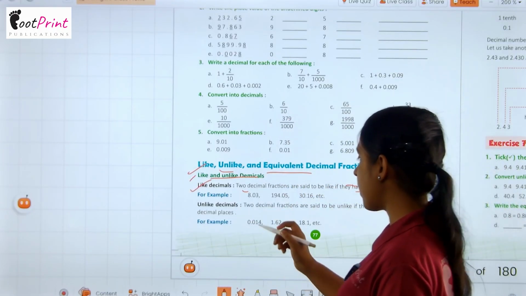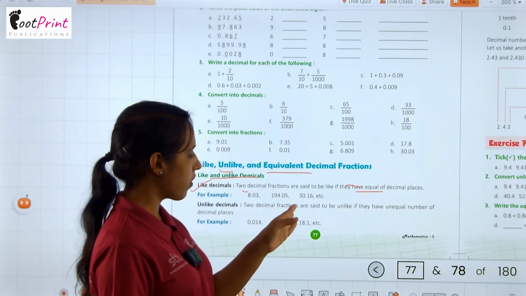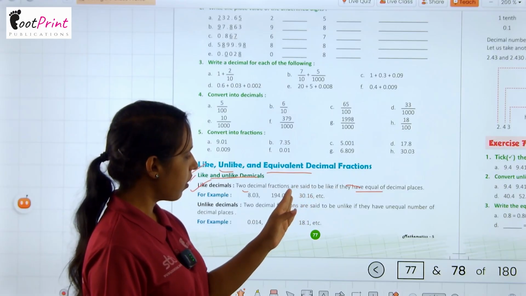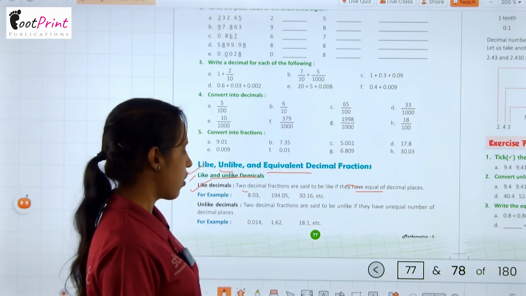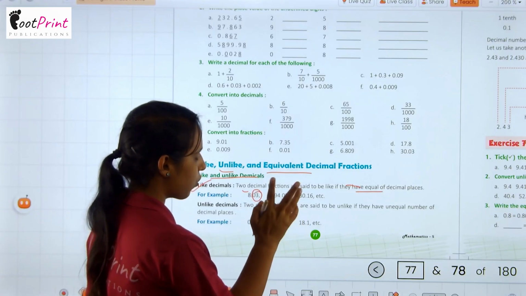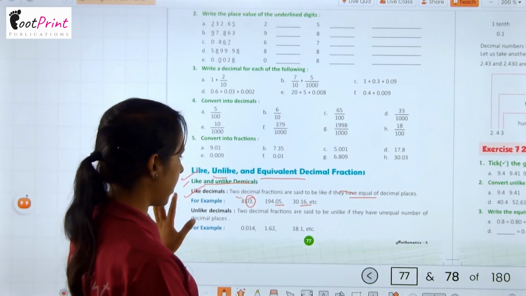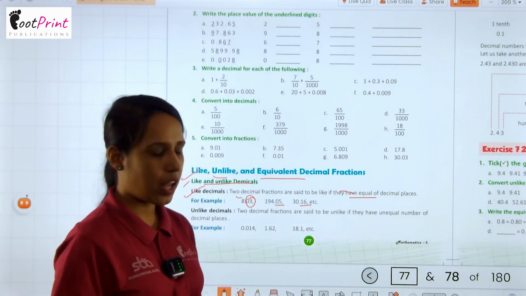For example, here 8.03 and 194.05 and 30.16. Here we can see that the decimal places are 2, and in this also 2 places are there, and this one also. So we can say that these decimals are like decimals.